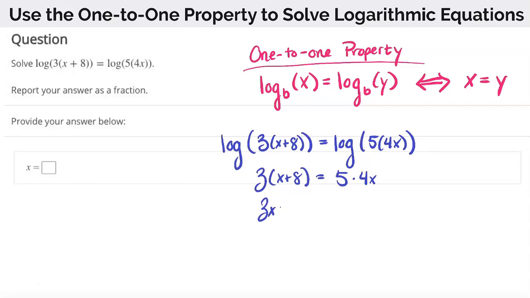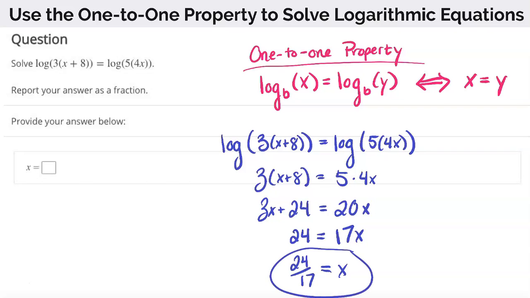And now we just have a little linear equation here we can solve. So let's distribute that 3. And over here, we can multiply that out and get 20x. So if we bring all the x's to one side, we would have 17x equals 24. So our x would be 24 over 17. Right, and it says to provide our answer as a fraction, right? We want to leave it as an exact answer. So that's the answer we would enter here.